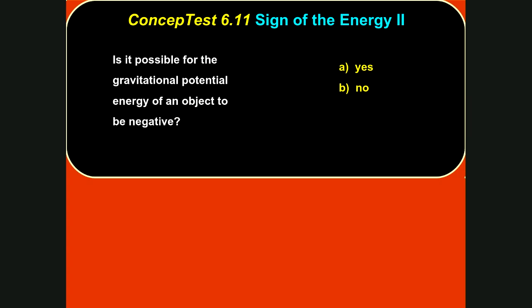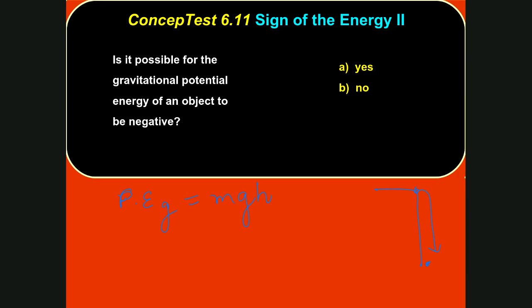So is it possible for gravitational potential energy of an object to be negative? Think about this for a little while. Gravitational potential energy, as you know, is given by the formula mgh: mass times acceleration due to gravity times h. You can measure gravitational potential energy either from top to bottom or from bottom to up.